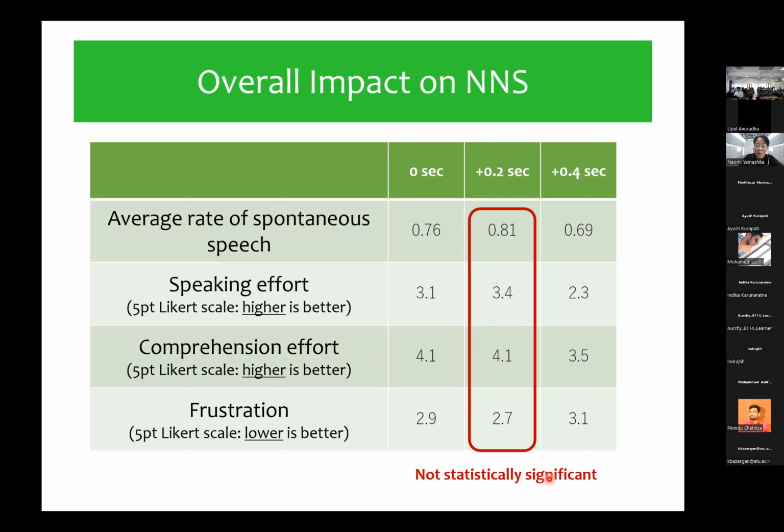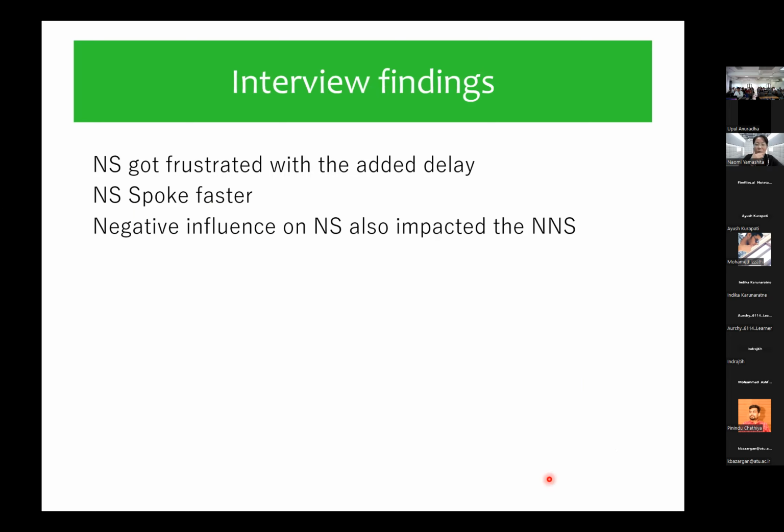We wondered why things got worse at 0.4 second delay. The interviews revealed that native speakers got frustrated with the added delay, and in fact, they spoke faster. So this kind of negative influence on the native speakers also indirectly impacted the non-native speakers, which led to that result.